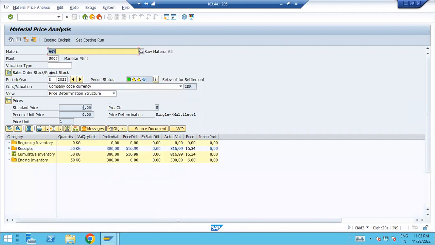So procurement we are doing here. How many items? 50 items. So 6 into 50, 300. So that's why it is updated here. It is my company code price and it is my group currency.